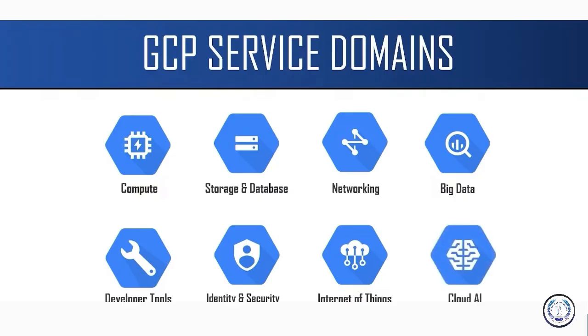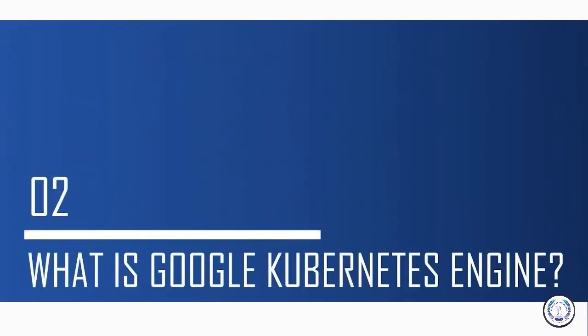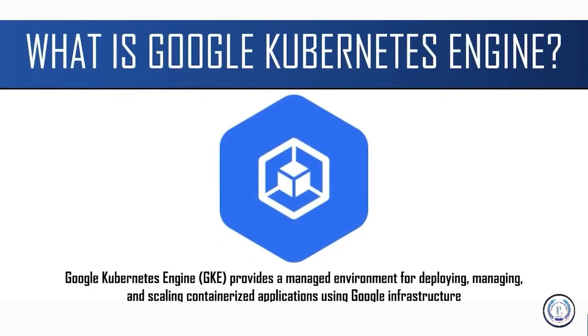The next service domain is artificial intelligence. GCP provides fast, scalable, and easy-to-use AI offerings, including an AI platform, video and image analysis, speech recognition, and multi-language processing. This was about Google Cloud Platform. Now let us move on to the next topic and see what is Google Kubernetes Engine. Google Kubernetes Engine provides a managed environment for deploying, managing, and scaling your containerized applications using the Google infrastructure.